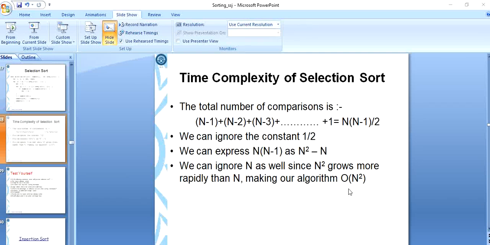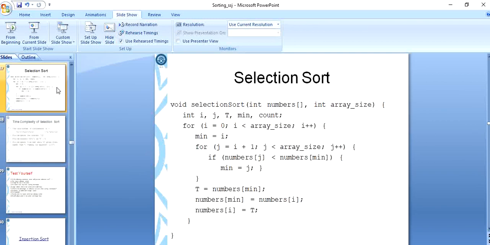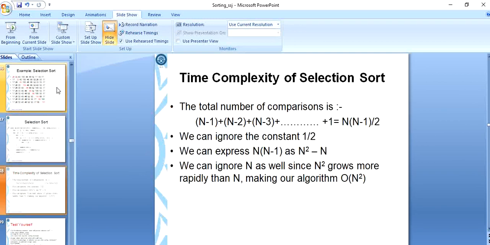Hello all. In the last session we discussed selection sort. We discussed the algorithm for selection sort, and we also discussed how to perform it. Now we will identify the time complexity of selection sort.